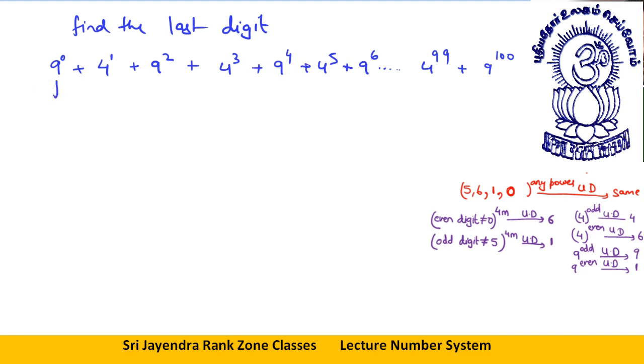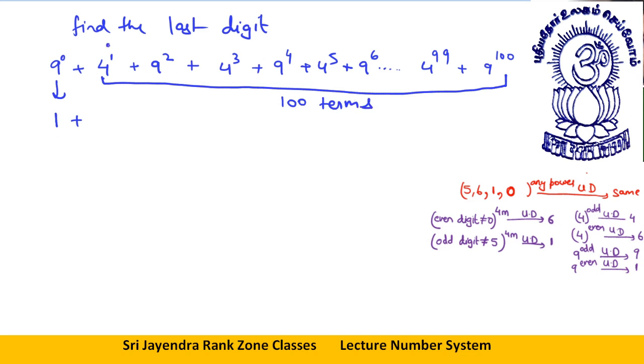See, any number raised to power 0 will be a 1. We need only the unit digit. Okay, see, how many terms are these? These are 100 terms. We know 4 raised to power odd will give me a 4 as the unit digit. So we get that 50 times.